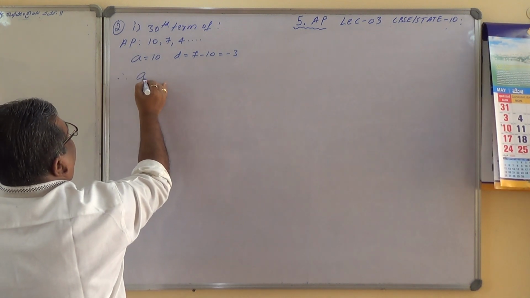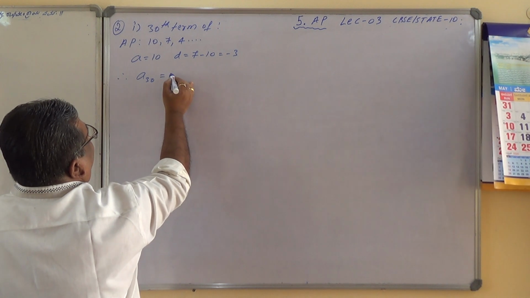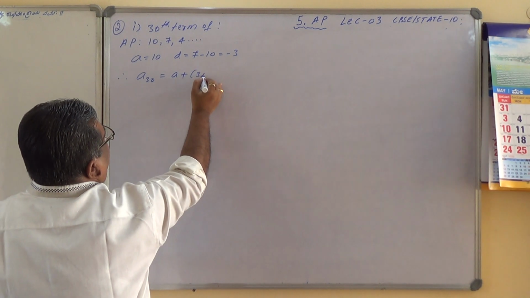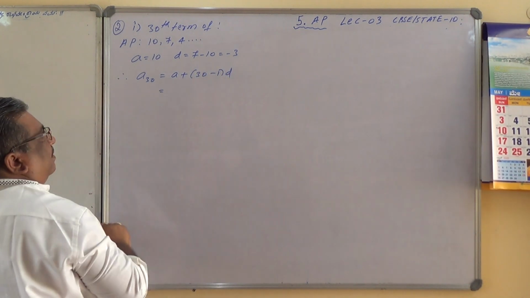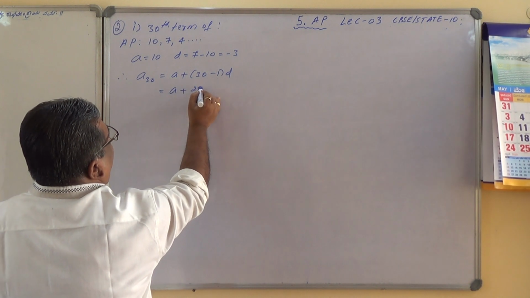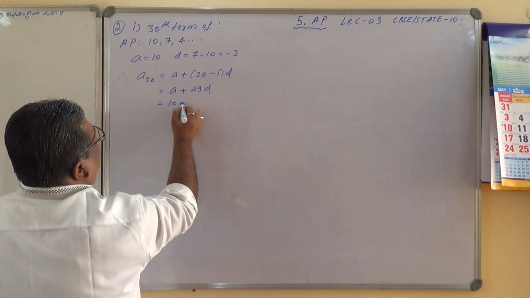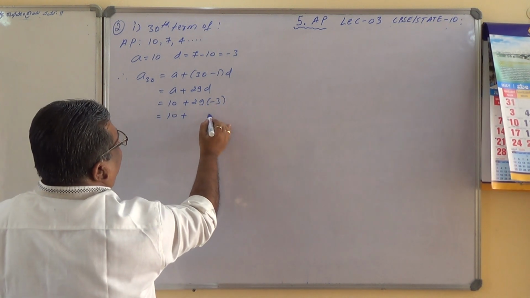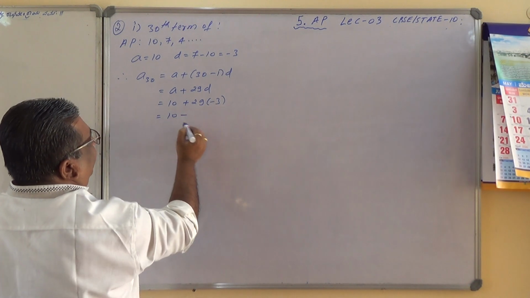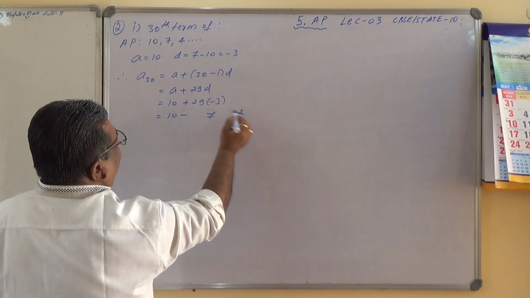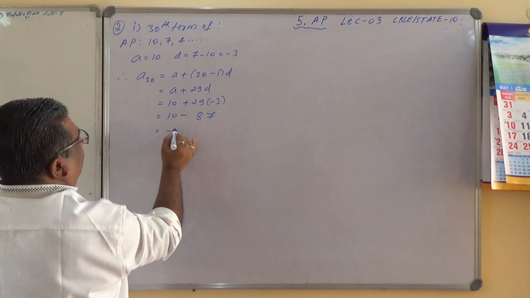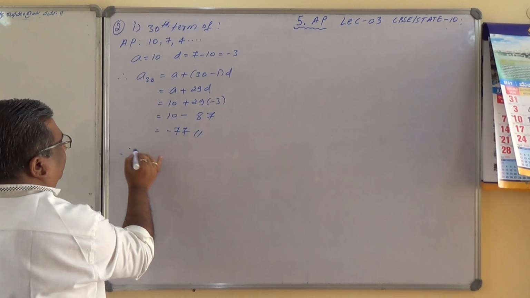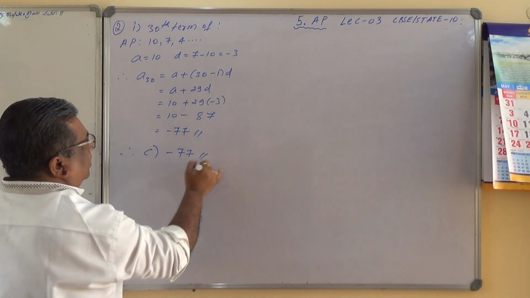Therefore, A30, the 30th term, equals A plus (30 minus 1) times D, which equals A plus 29D, which equals 10 plus 29 times minus 3. That is 10 minus 87, which is equal to minus 77. That is the answer. Therefore, option C, minus 77, is the answer.